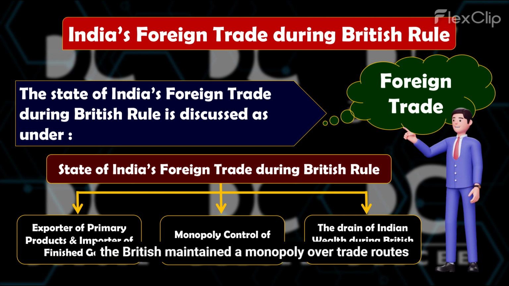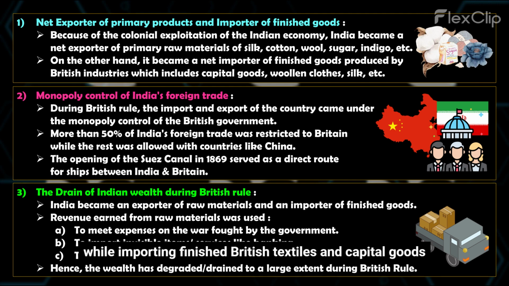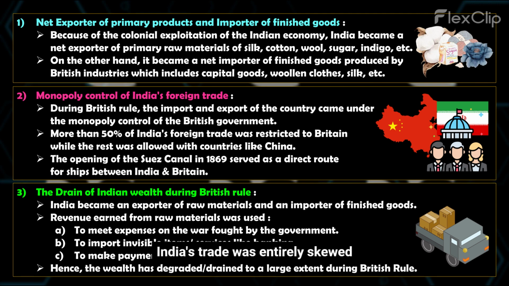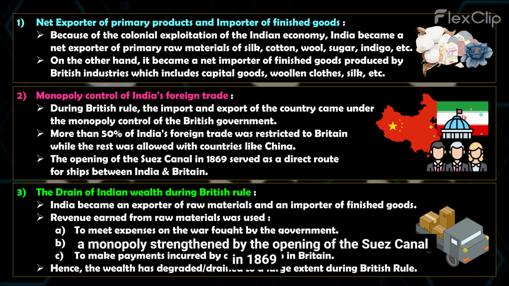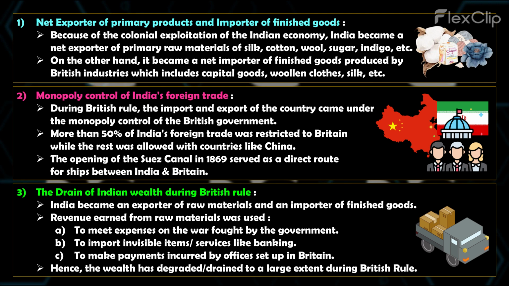The British maintained a monopoly over trade routes, and there was a significant drain of Indian wealth. Let's examine these in more detail. By exporting raw materials like cotton and sugar while importing finished British textiles and capital goods, India's trade was entirely skewed. More than 50% of this trade was restricted to Britain, a monopoly strengthened by the opening of the Suez Canal in 1869. Crucially, the export surplus generated was not used to benefit India. Instead, it was drained to pay for British administrative expenses, war costs, and service imports.